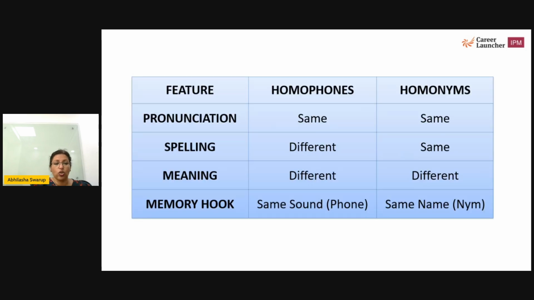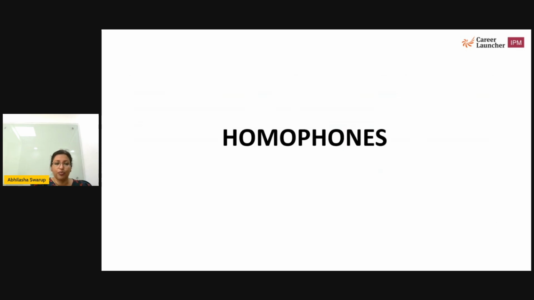All right. So let's take a look very quickly. Homophones have the same pronunciation. The spellings are different. The meanings are different. They have the same sound. Homonym, again, same pronunciation, same spelling, different meaning. So therefore, they have the same name. That's what you need to remember. Of course, a lot of time as part of common confusables, you get both homophones and homonyms in your exams.